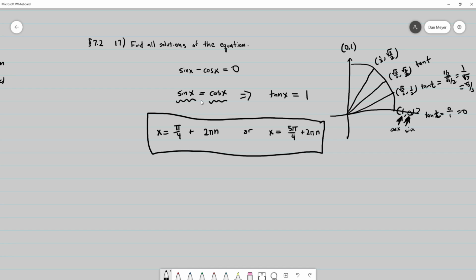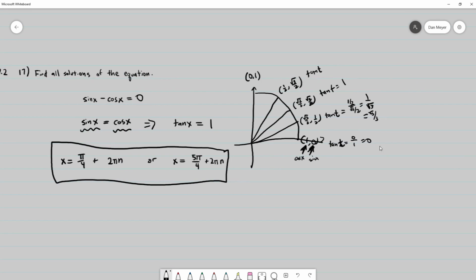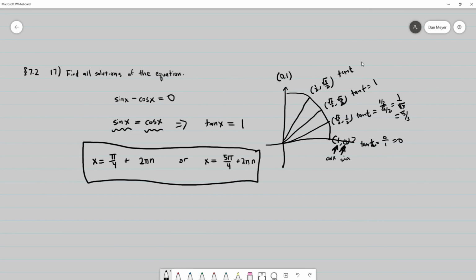Here, tangent of t is 1, root 2 over 2 over root 2 over 2. Here, tangent of t is root 3 over 2 divided by 1/2, which is just root 3. And here, tangent of t, well, that would be 1 over 0, but as soon as we write down 1 over 0, we should quickly erase it and say, instead, undefined.